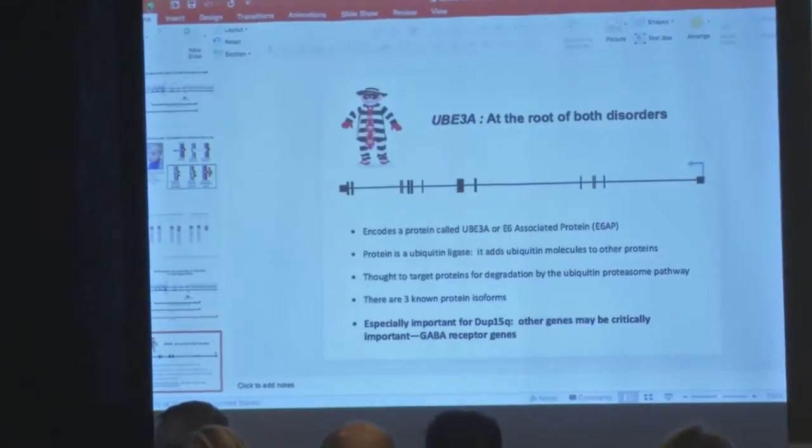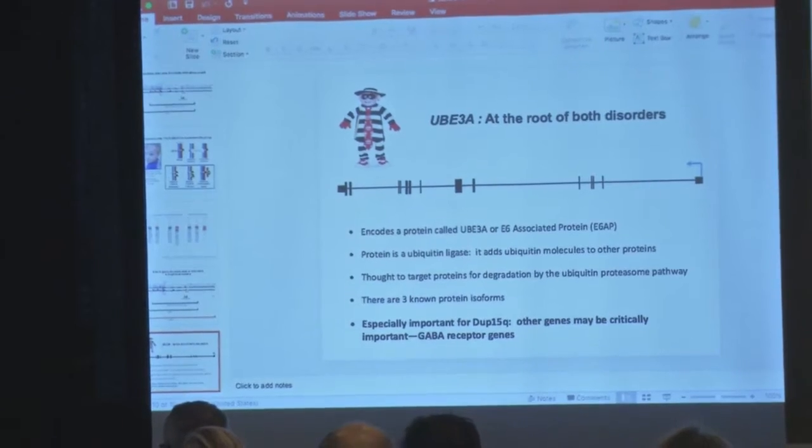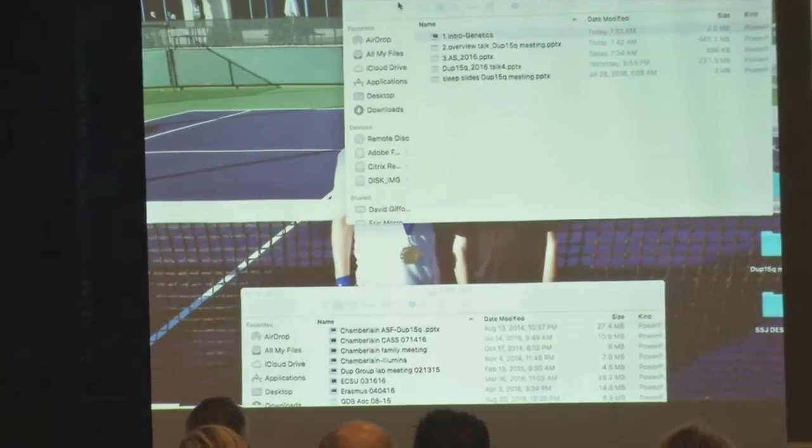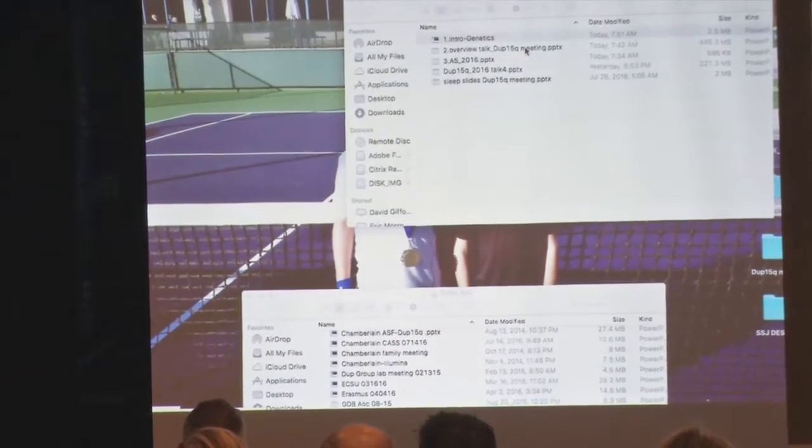Okay, so we're each going to try to give you a 10 to 15 minute clinical overview of each of the syndromes, and you'll be hearing more about what we'll be talking about today in detail over the next 2 days.